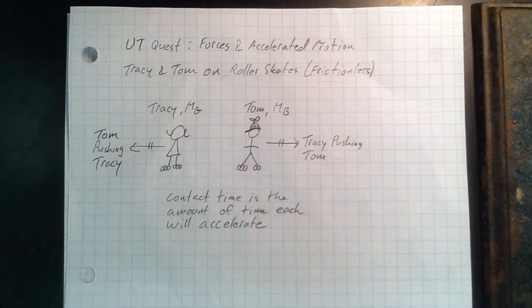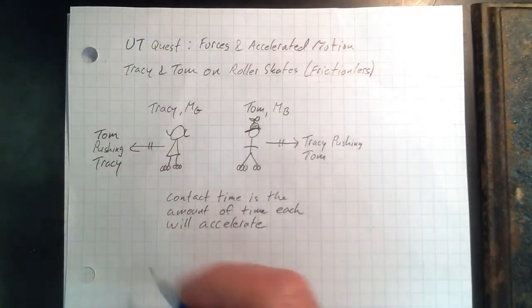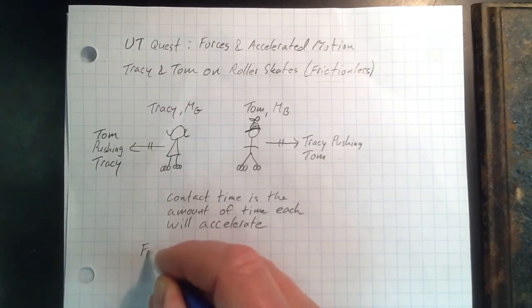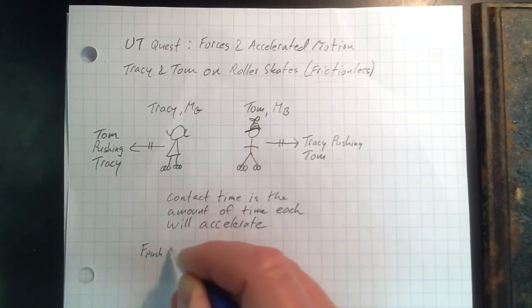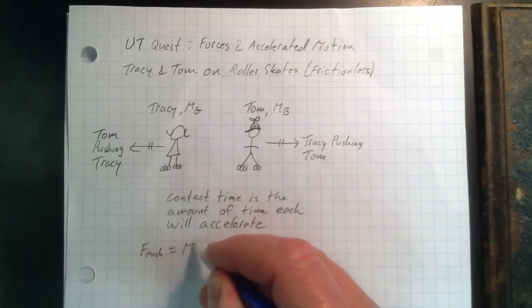What is going to happen is, since Tracy has less mass, that force is going to give her a bigger acceleration. Okay? So what I need to do is a little bit of kinematics first. We need to find out how fast Tracy is accelerating. Once I find that out, I can find this force of push on her, which is going to be the same as the force of push on Tom.